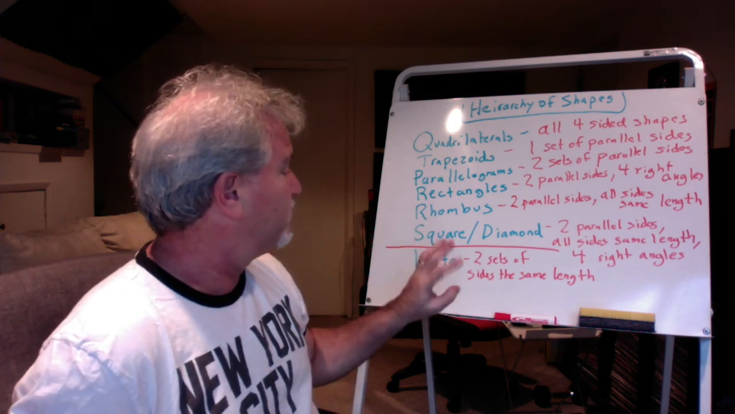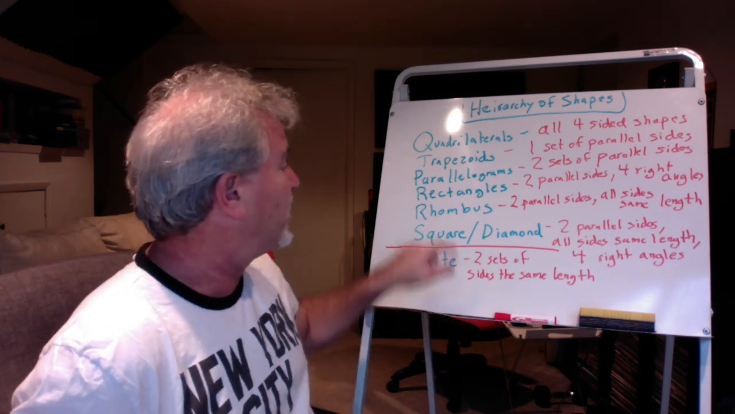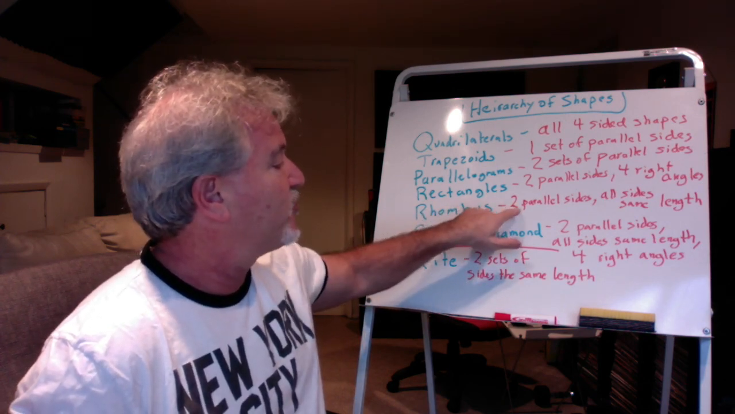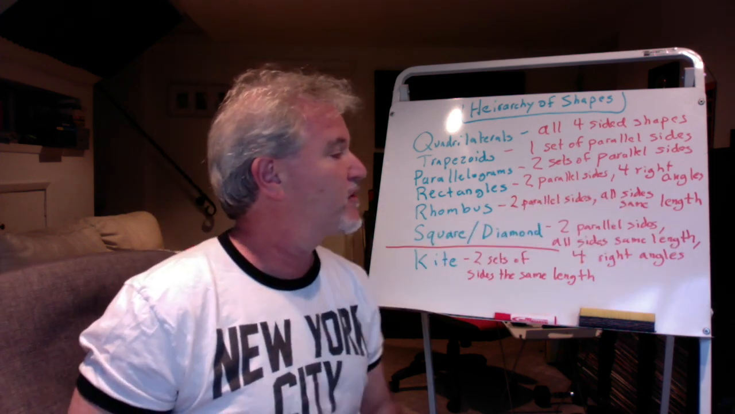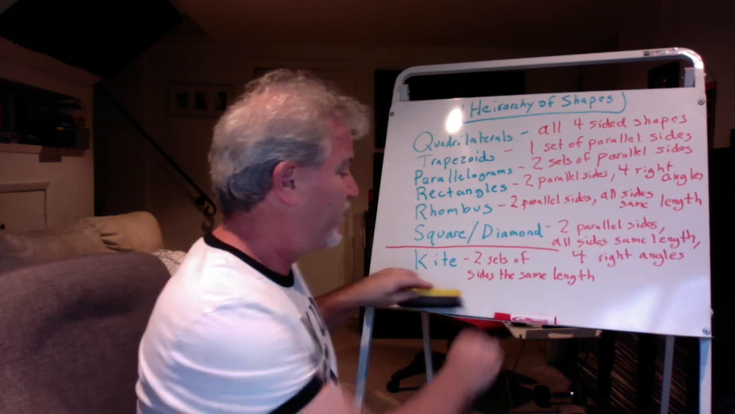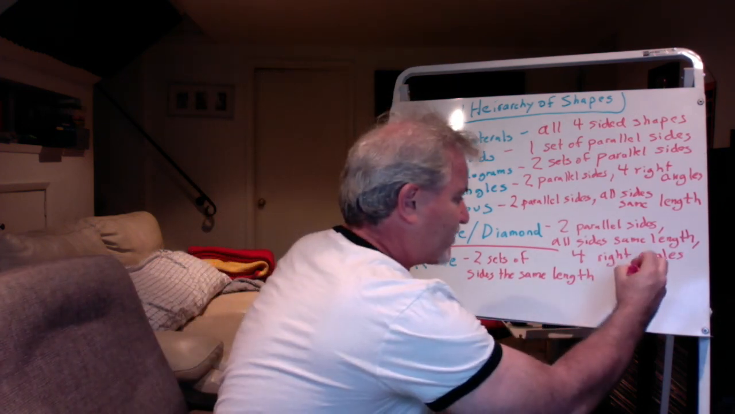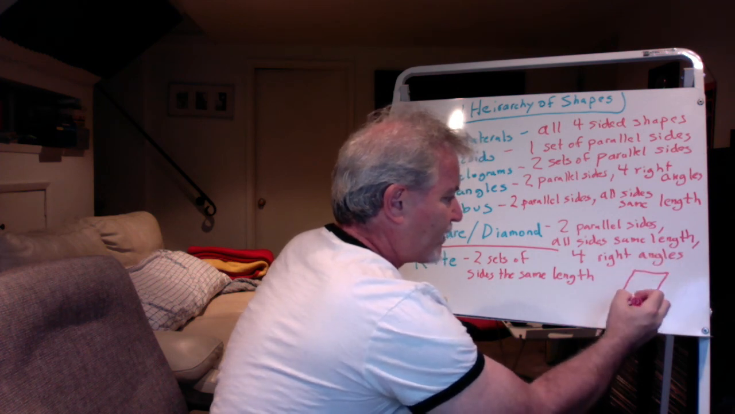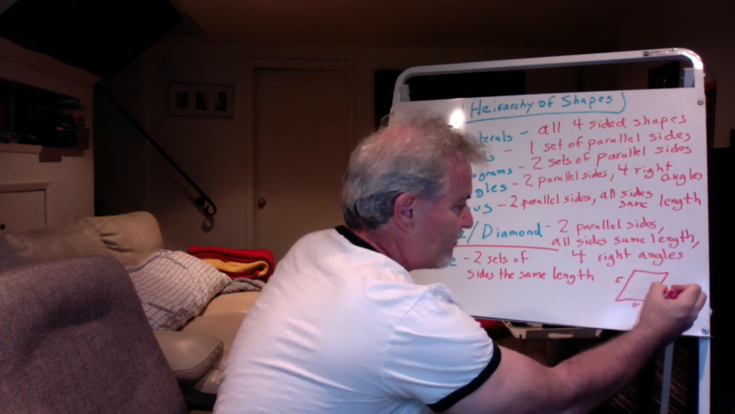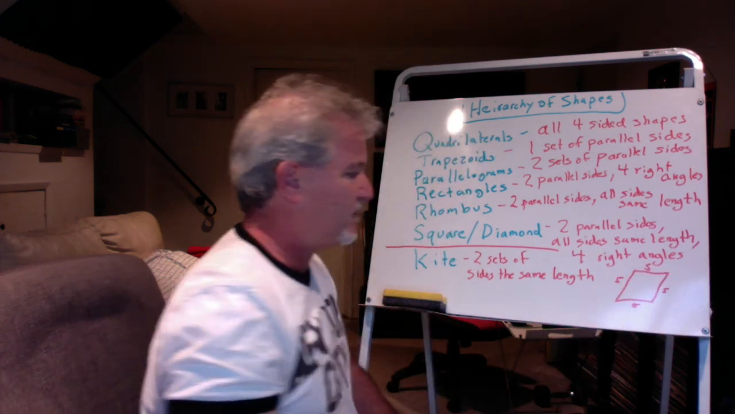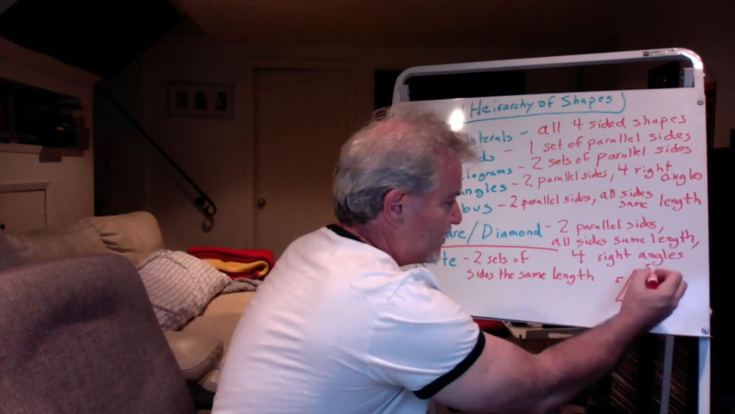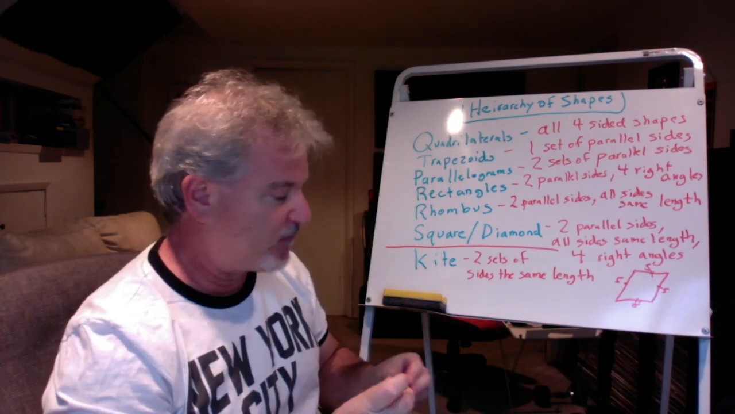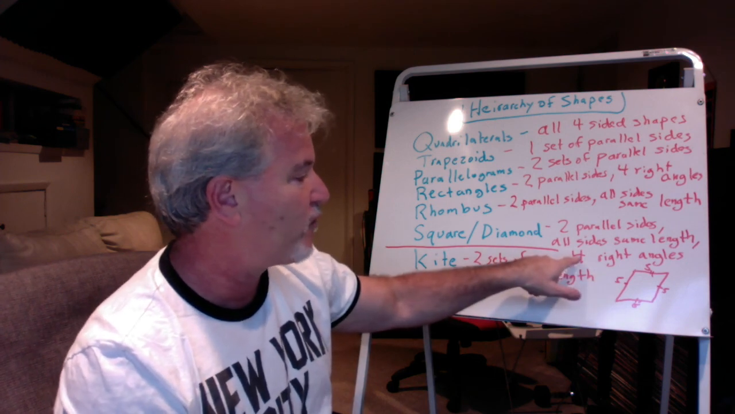Now there's two exceptions to this rule, okay? One is the rhombus. The definition of a rhombus is it has to have two parallel sides and all four sides have to be the same length. If you remember, a rhombus kind of looks like this, where each of the sides are the same length, right? And all the sides are parallel to each other. So that's a rhombus.